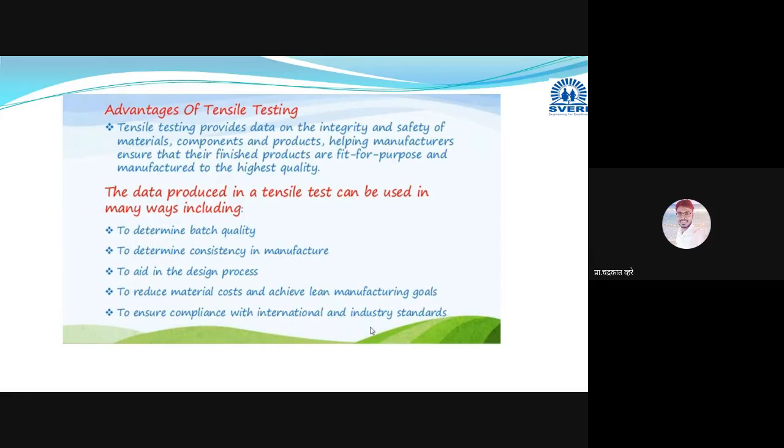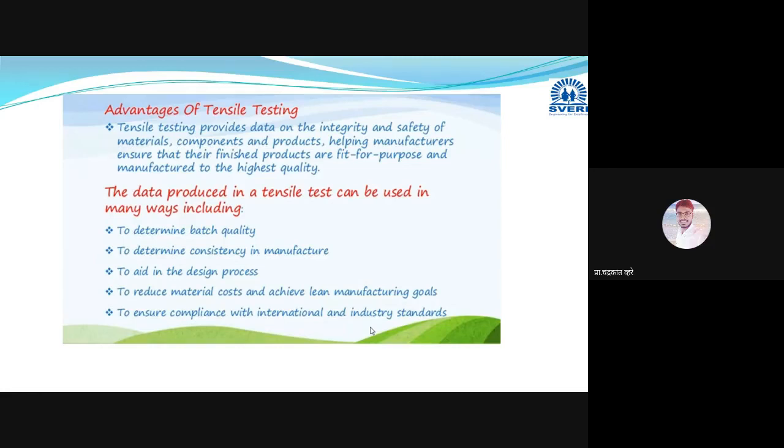Okay, so the data produced in the tensile test can be used in different ways. First, to determine the batch quality. This is just general. Suppose you take the example of a shaft. You have one shaft, and you need to design that shaft for a 200 kg tensile load, and you have designed that for a 300 kg load. So why are you designing for 300 kg?